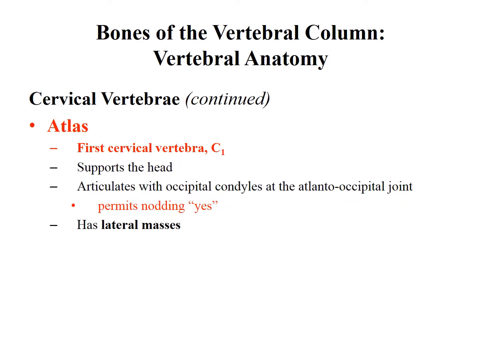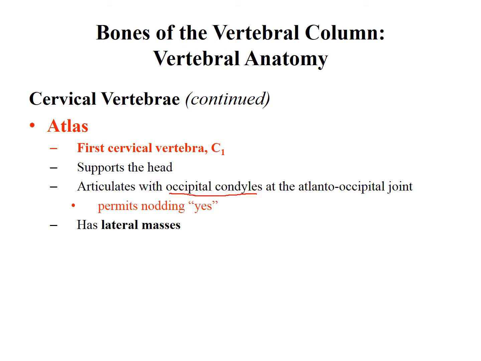Now we're going to look at something called an atypical vertebra. The first atypical vertebra is C1, also known as the atlas. C1 will articulate with the occipital condyles, and this will allow for the yes-no motion. We call that flexion and extension.